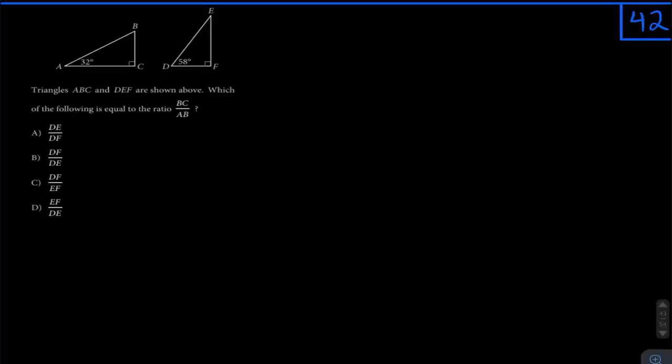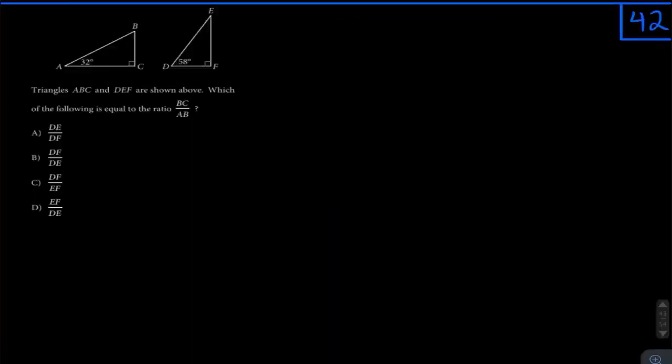Just looking at this, if we're thinking about ratios, that might trigger something in your mind to think about similar triangles, right? When we're talking about ratios between two triangles, that's similar triangles. So maybe these are similar triangles. Let's look at those angles. If those angles match up, then they are. Well, since these are right angles, this and this are right angles.